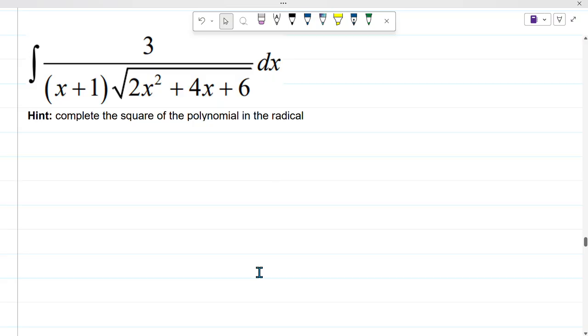So before we think of anything, we're already given the hint here. The hint says that we should complete the square of the polynomial in the radical. The radical is the square root, so this is the square root that we have here. So we need to complete the square. We're given a hint, so let's go with the hint. So let's complete the square.